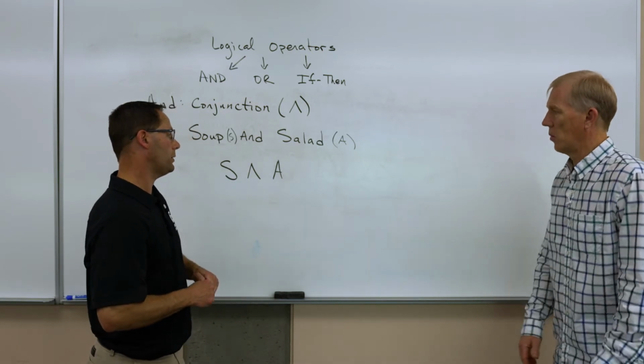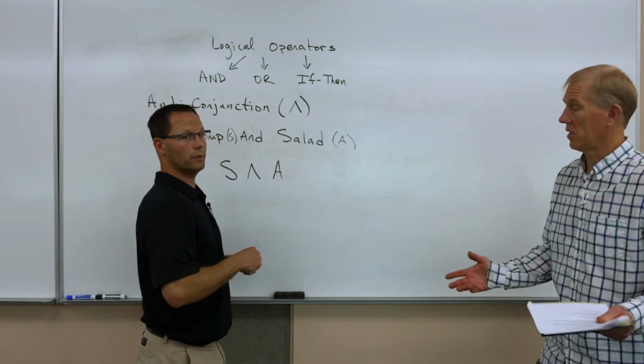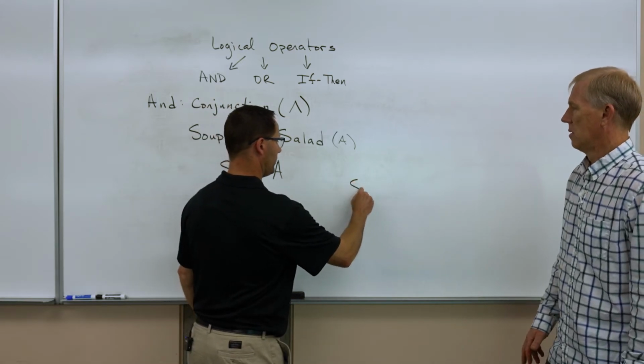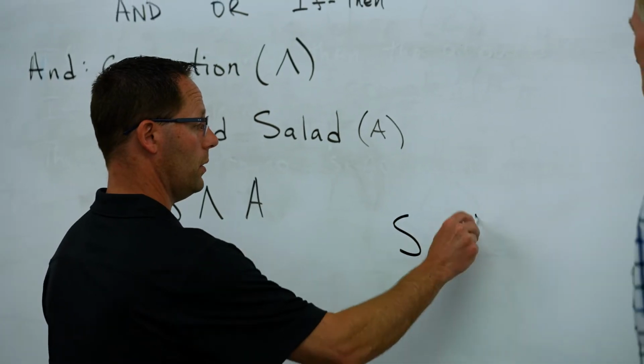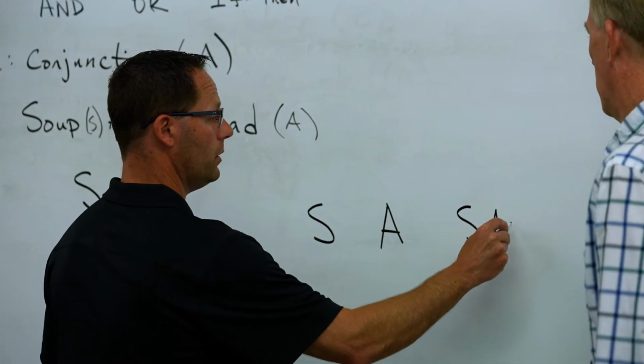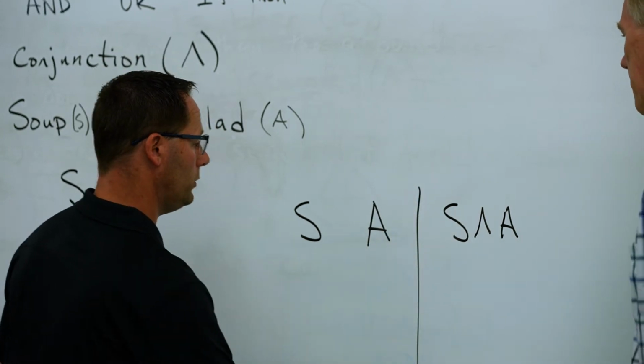You're going to show us how a truth table works? So I'm going to write this. This is our first truth table. It's kind of exciting. Should I write it right here? Right there, truth table. Okay, so soup, salad, soup and salad. And I'm going to make a little chart here.